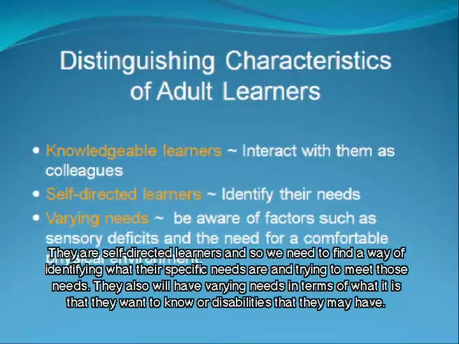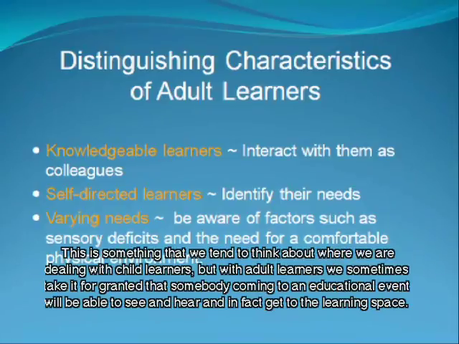They also will have varying needs in terms of what it is that they want to know or disabilities that they may have. This is something that we tend to think about where we are dealing with child learners, but with adult learners, we sometimes take it for granted that somebody coming to an educational event will be able to see and hear and, in fact, get to the learning space.